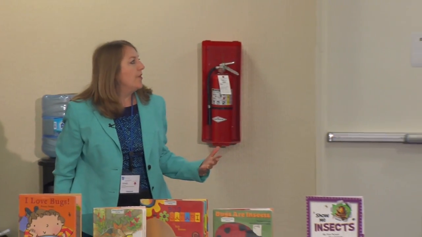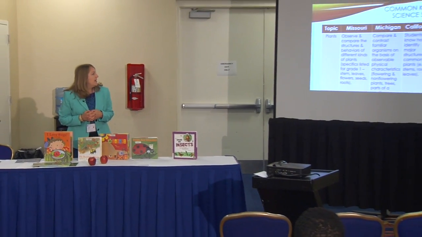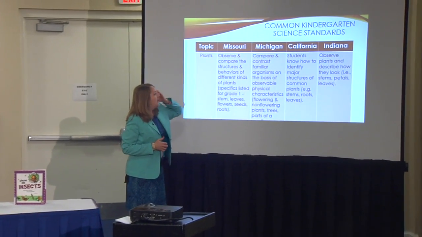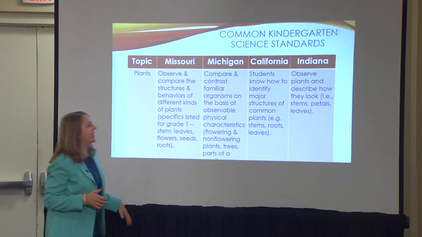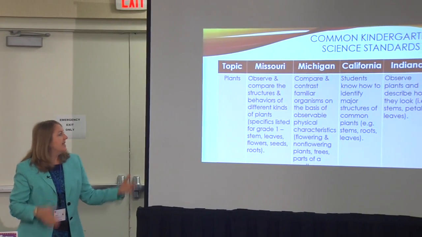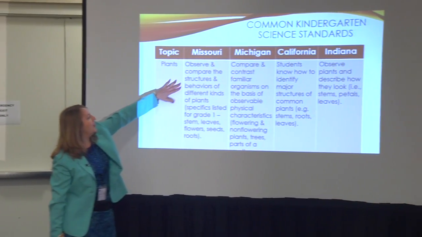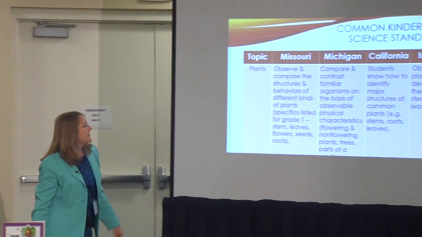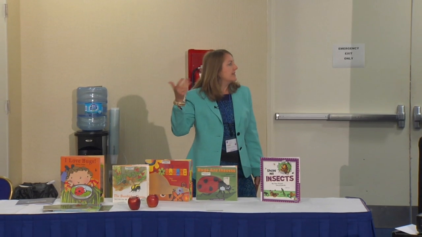So how do we know what content-related words are important? So I think we'll keep moving on to that because we talked a little bit about that. If you look at, these are just the common kindergarten state standards. You have Missouri for the plant unit, Michigan, California, Indiana. I could have gone through all these other states, and you're going to see basically the same kind of thing for plants. It's comparing the structure of plants. You have to know stem, leaves, flowers, seeds, roots. They almost all say the common words like stem, leaf, root, things like that.